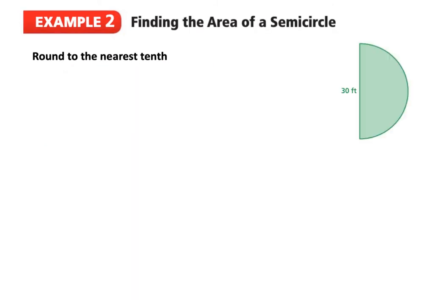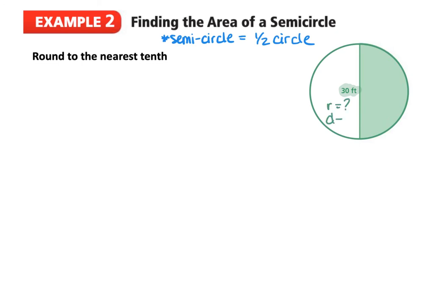So here in our second example, we want to find the area of a semicircle. Now remember, a semicircle is 1/2 of a circle. So what we can do is we have the semicircle, we can imagine we had the whole circle. So that would help us determine, what does this 30 feet represent? Does it represent the radius or the diameter? That's right, it's the diameter.